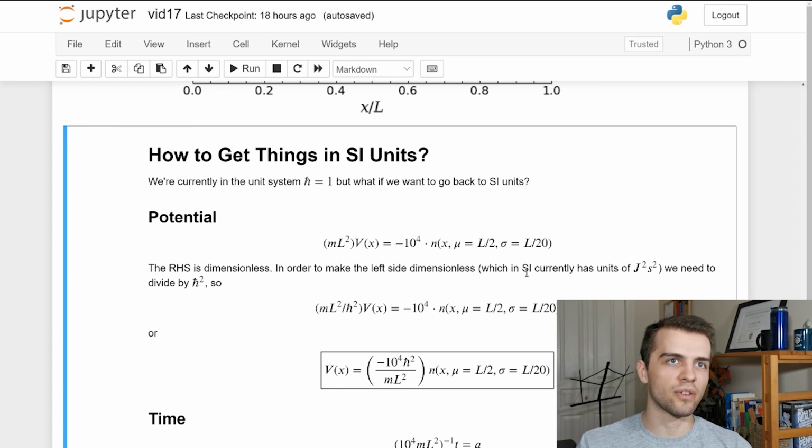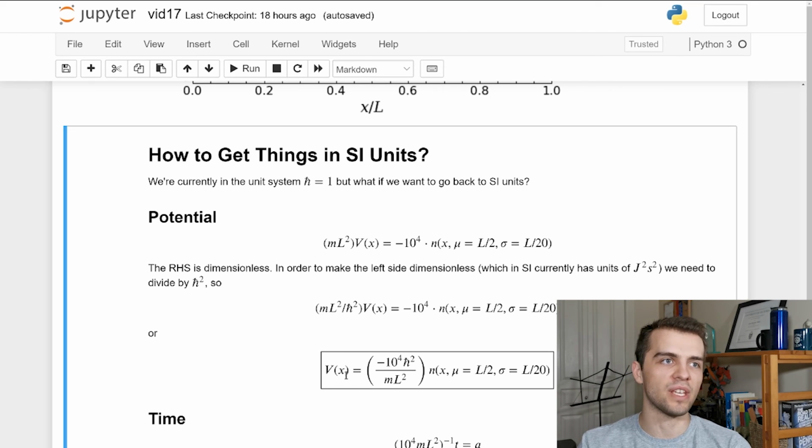And we want to therefore make the left-hand side dimensionless. And you can check that the current SI units of the left-hand side are joules squared seconds squared, right? And because h bar has units of joules seconds, we thus need to divide the left-hand side by h bar squared. And so we get the following equation here, m l squared divided by h bar squared V is equal to this. We don't have to do anything to the right-hand side because h bar equals 1, right? You can always multiply by 1 or divide by 1. And so we get this here.